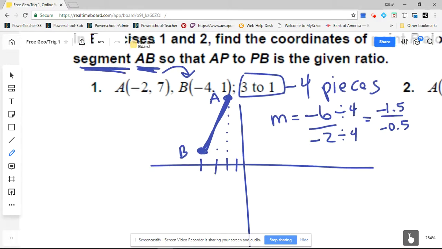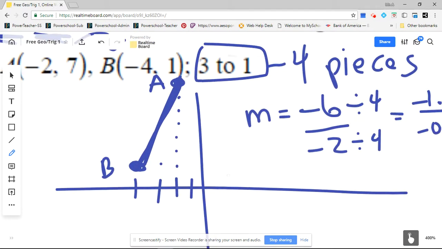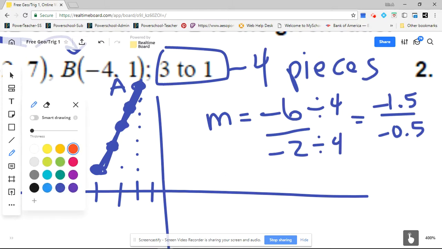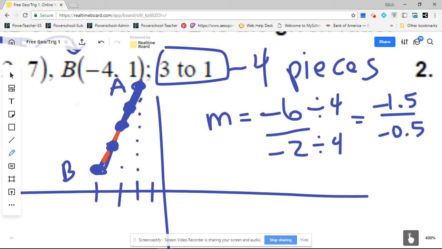So look what I do here. Now watch. From A, I'm going to go down 1.5. Okay, remember it says -1.5. So I'm going to go down 1.5 and over a half, and I'm going to be right on the line right there. If I go down 1.5 and over a half, that puts me right back on the line again. If I go down 1.5 and over a half, now I'm on the line there. So I just broke that into 4 equal pieces. Let me show you them. Here's piece number 1, there's piece number 2, there's 3, and there's 4. I got 4 pieces.